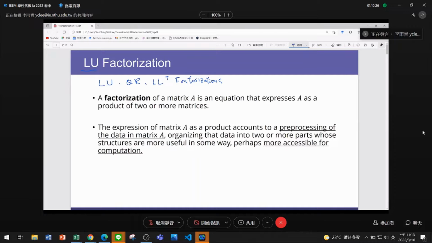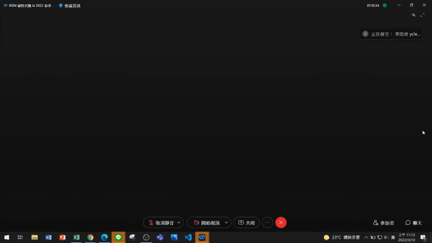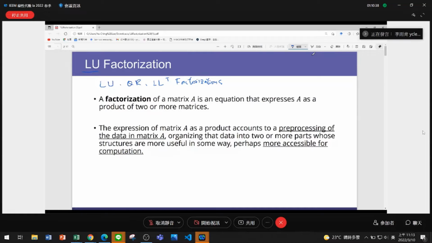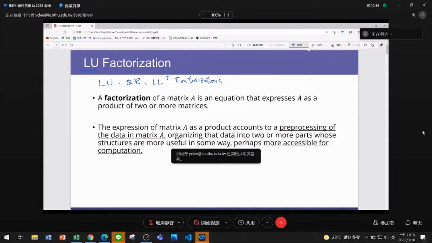factorizations. And the process of factorization can be treated as pre-processing of the data in this matrix. And we will reorganize the data into several parts. And then the structure is useful in some way, and perhaps more accessible for computation, like easier in computation. Like the LU factorization has its benefit in computational efficiency. So computational efficiency is actually an important issue.